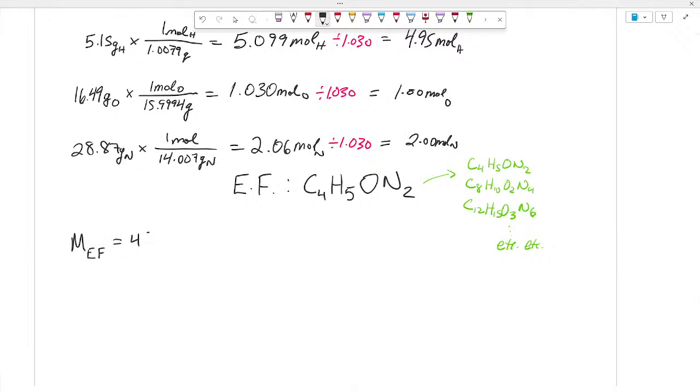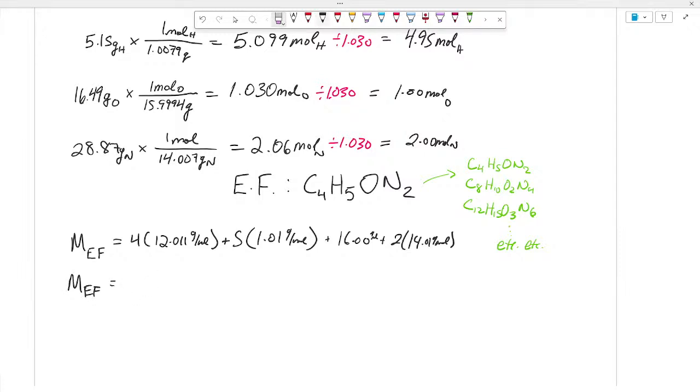And that would be 4 times 12.011 grams per mole plus 5 times 1.01 grams per mole. And we don't need to go to high sig figs here. Plus 16.00 plus 14.01, and that needs to be multiplied by 2, right? Okay, when we do that, what do we get? 97.11? Cool.